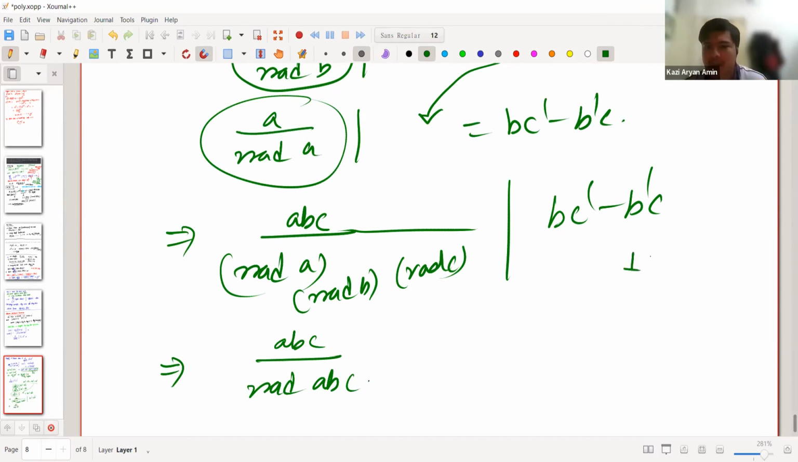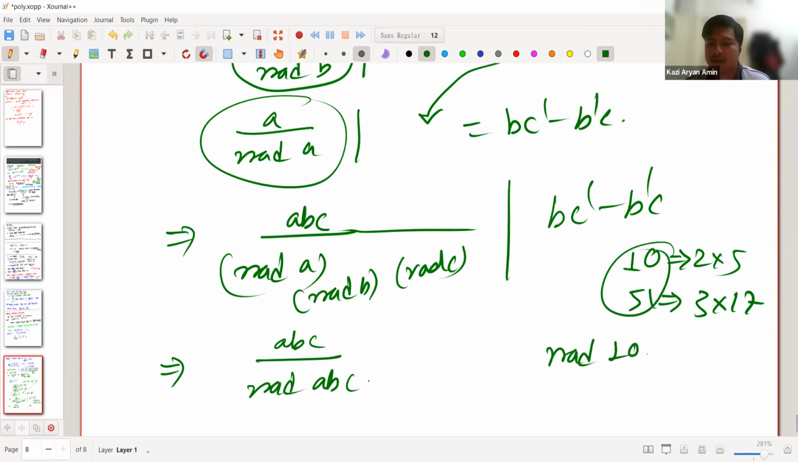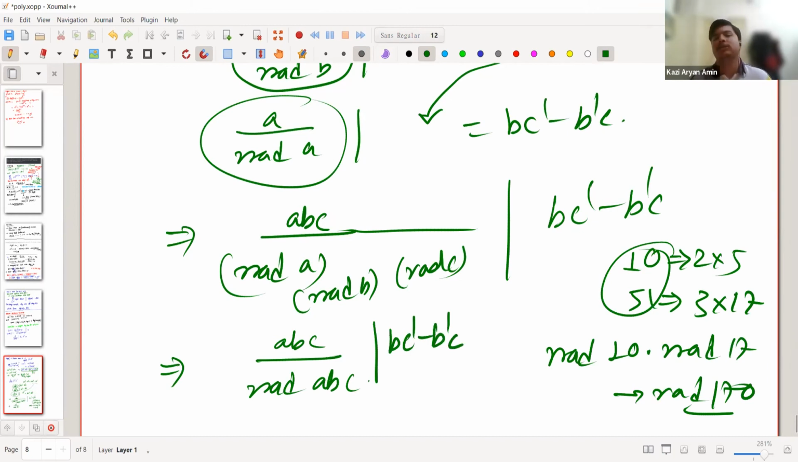Think about numbers. If you have 10 equals 2 cross 5, and 51 is just 3 times 17, then these are co-prime numbers. Hence the rad of 10 times the rad of 51 is just the rad of 510. That is how it kind of works.